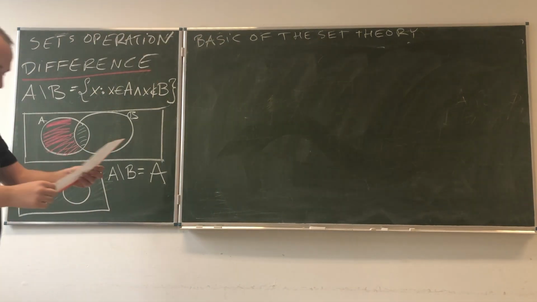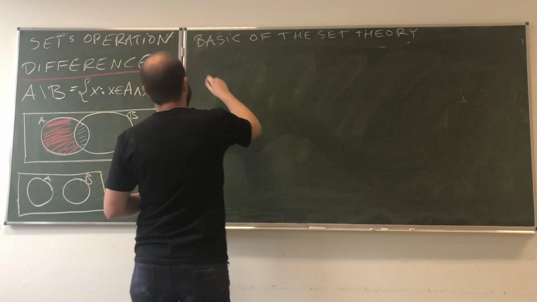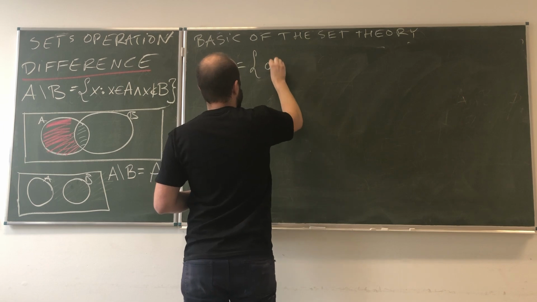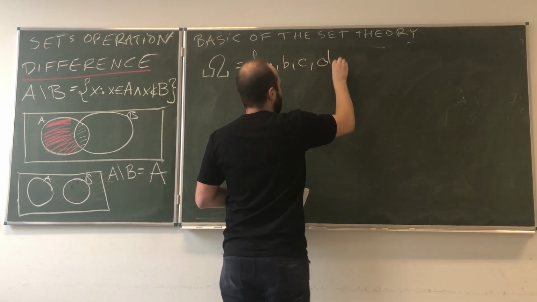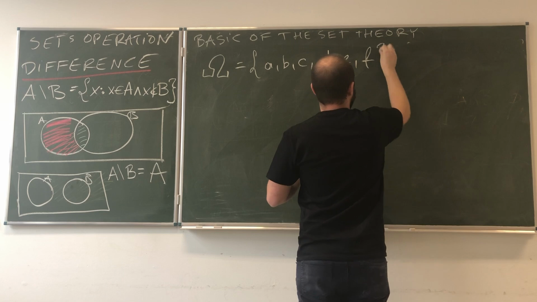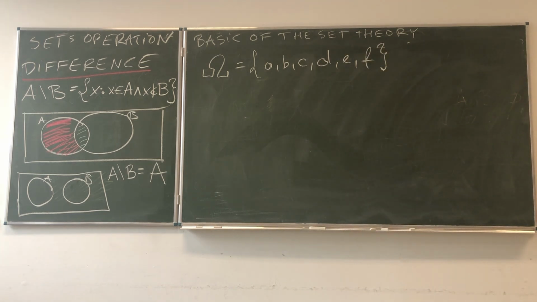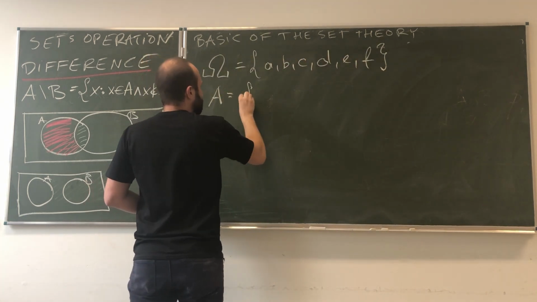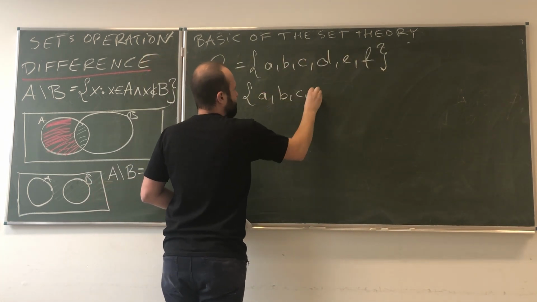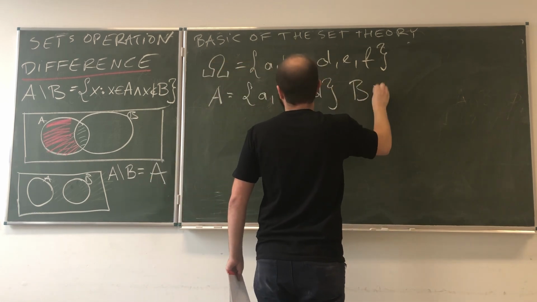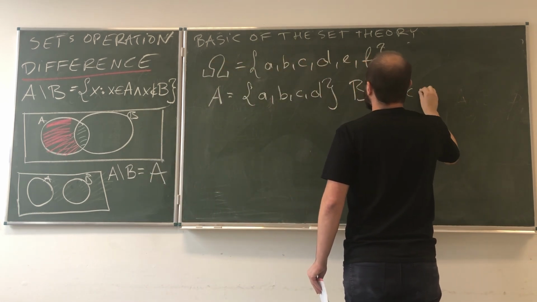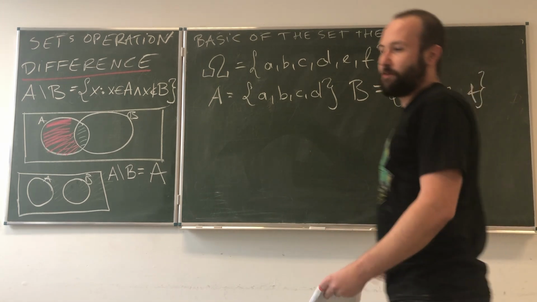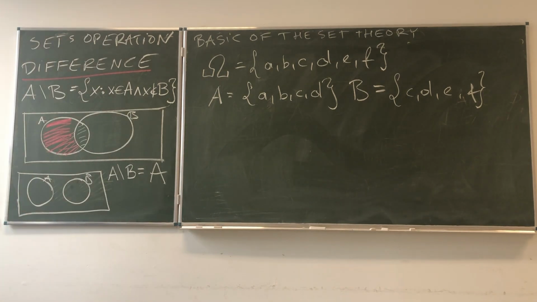Look, let's just say that the universe is made out of letters. It's A, B, C, D, E, F. That's enough. And now, let's just say that set A is A, B, C, D, while set B is C, D, E, F. Okay, now let's perform all the basic operations.